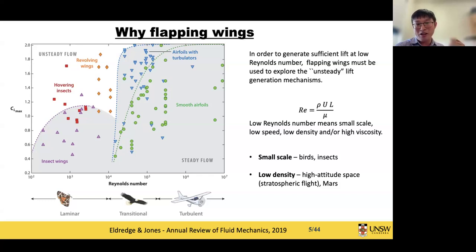Another special case is low density, like high altitude, space, and the Martian atmosphere. Those are normally low Reynolds number scenarios.